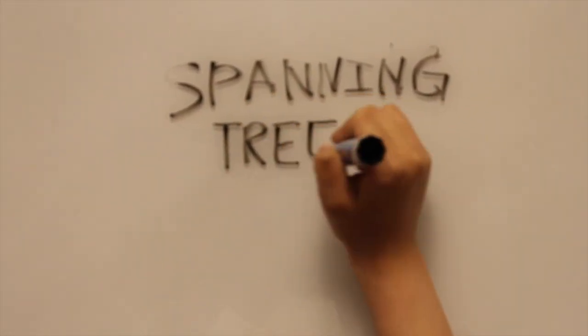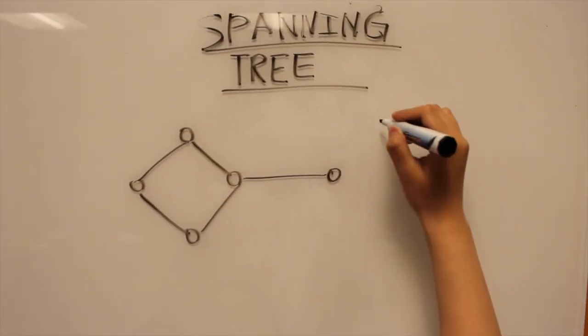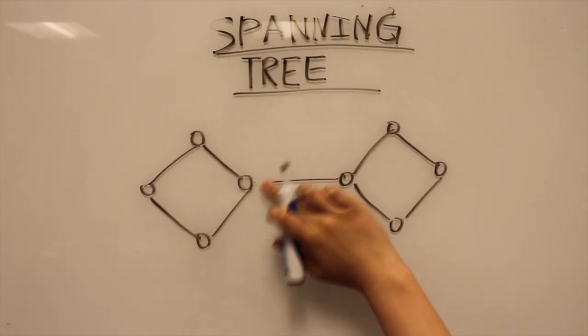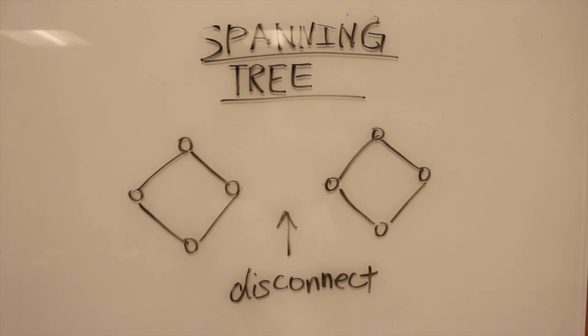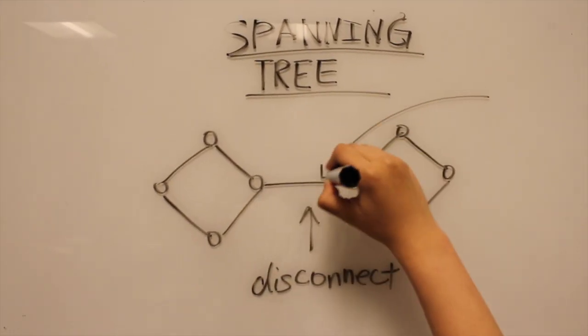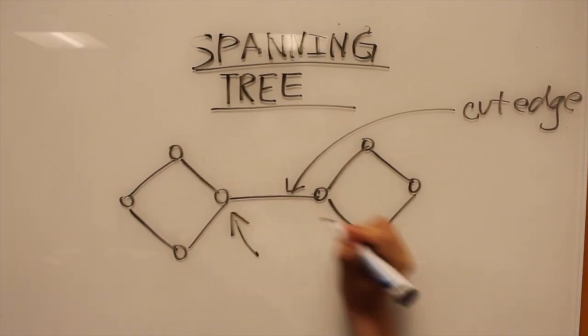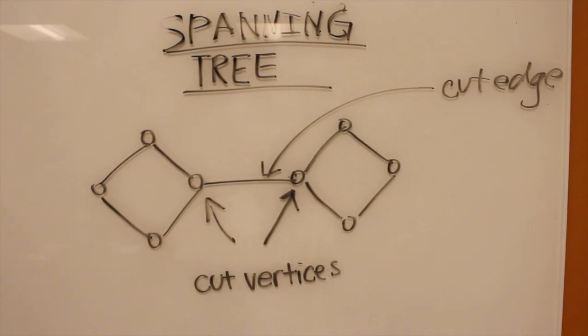So right now I'm going to do a little bit of review and talk about the concept of a spanning tree. A graph becomes a spanning tree when the removal of one more edge will cause the tree to be disconnected. The edge removed will be called the cut edge, and the involved vertices will be known as the cut vertex or the cut vertices.